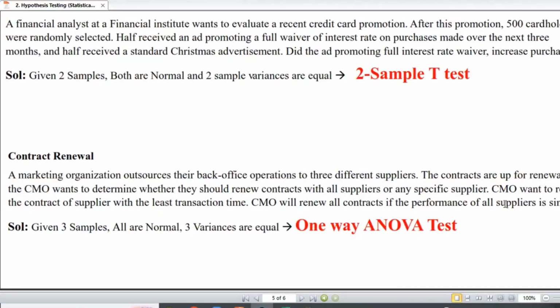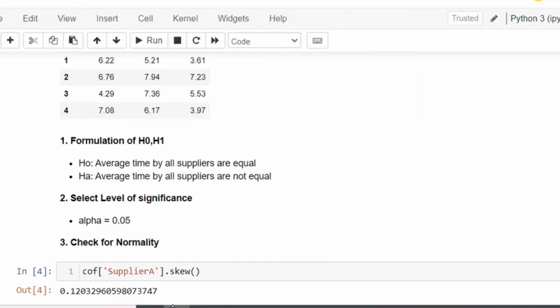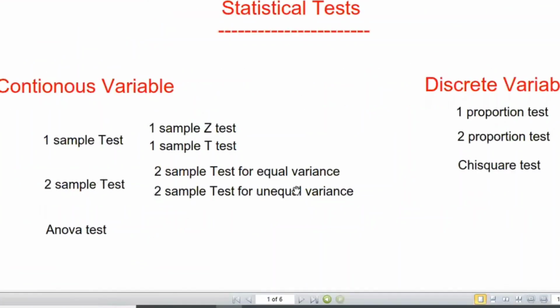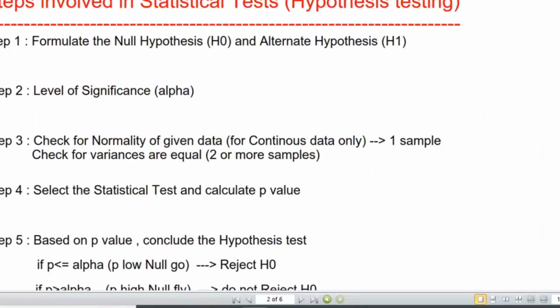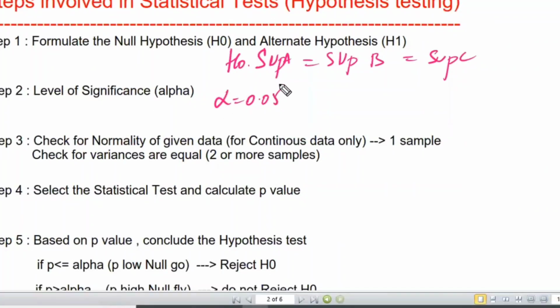But first he wants to check whether the 3 of them are same or not. So the null hypothesis says that every supplier is equal. The alternate hypothesis says that all the suppliers are not the same. Is that clear? Now we move on to the ANOVA test, similar to the 2 sample test. First we formulate the null and alternate hypothesis: supplier A, supplier B, supplier C, everyone is equal. That is the null hypothesis. Alpha is equal to 0.05.